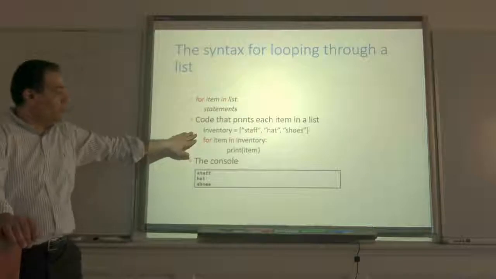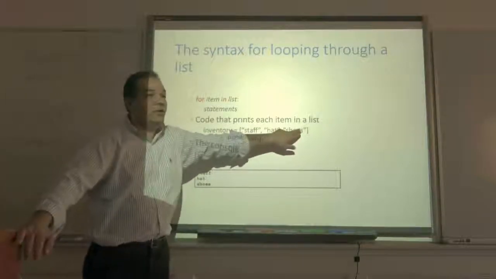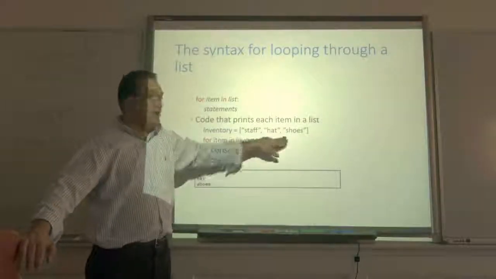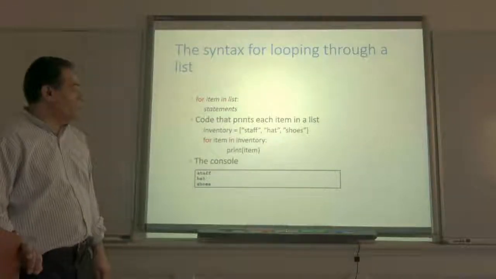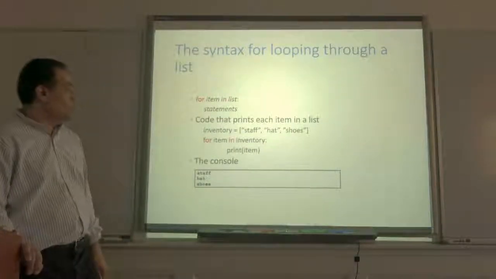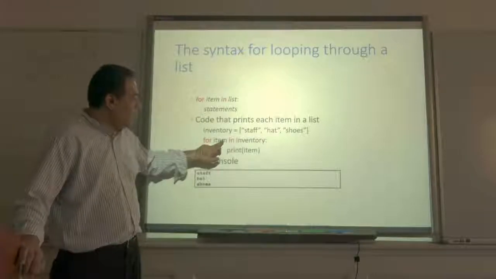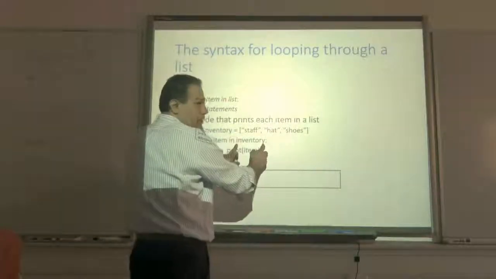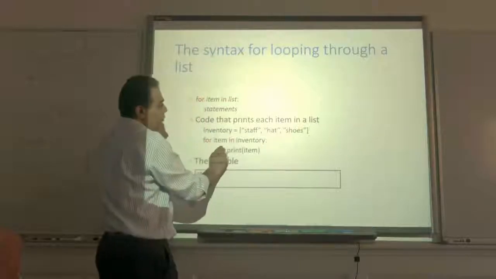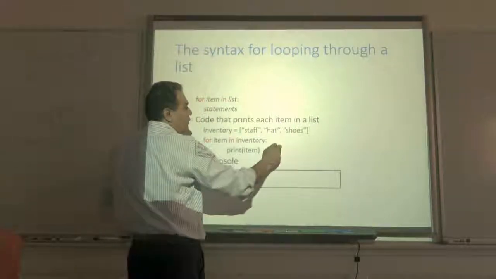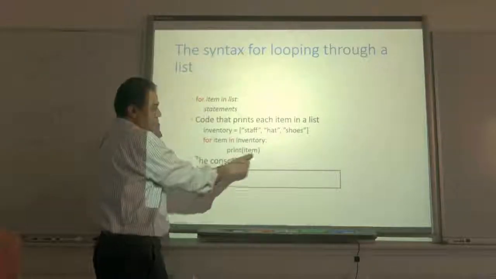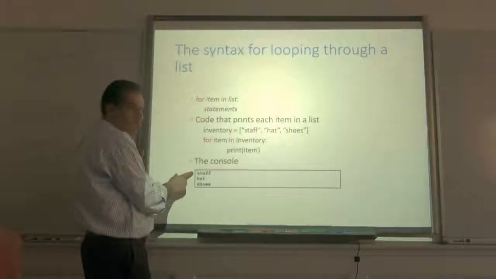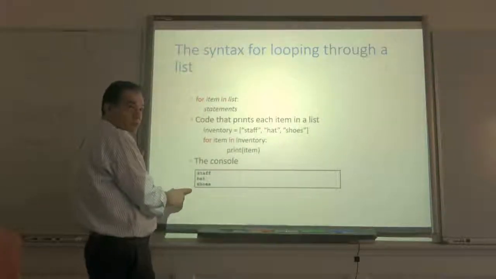Take this example. Inventory has 3 values: staff, hat, shoes. So it's going to loop through them, the first one, the second one, the third one. Print item. So what does it do? It prints the 3 items.